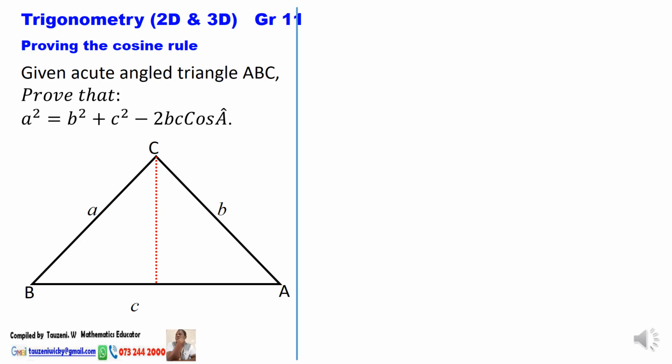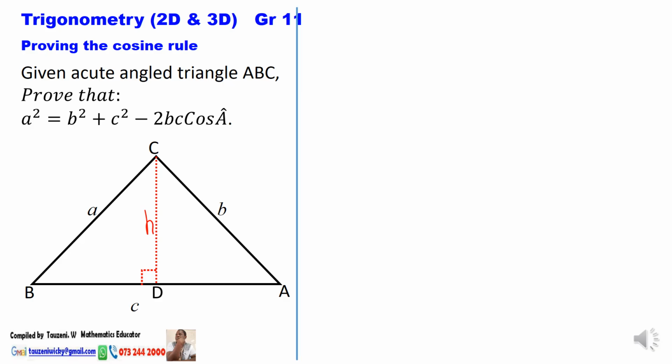the top vertex, to line BA and label it at the bottom there. So we've drawn the perpendicular height from C to point D. Let's say that perpendicular height is equal to h.